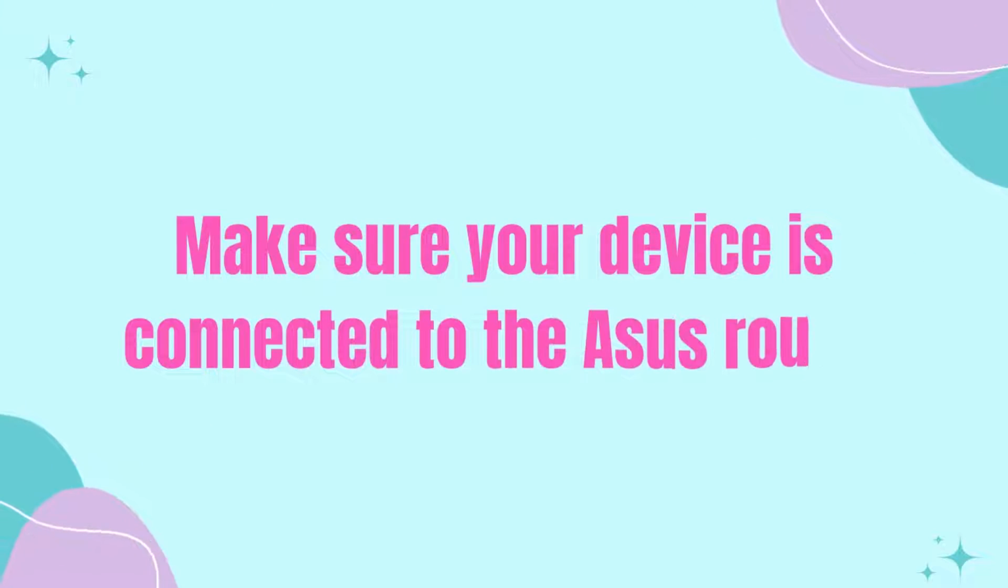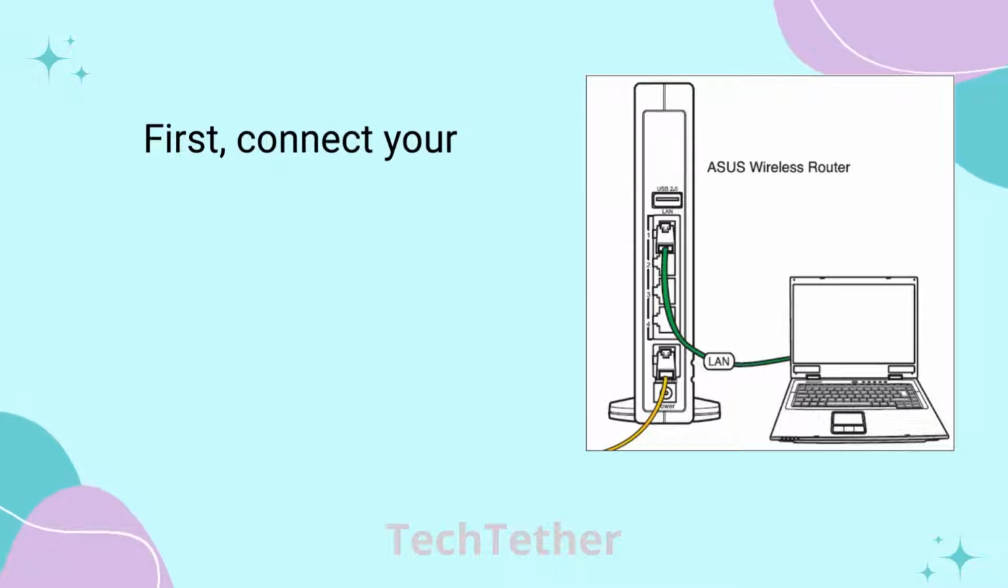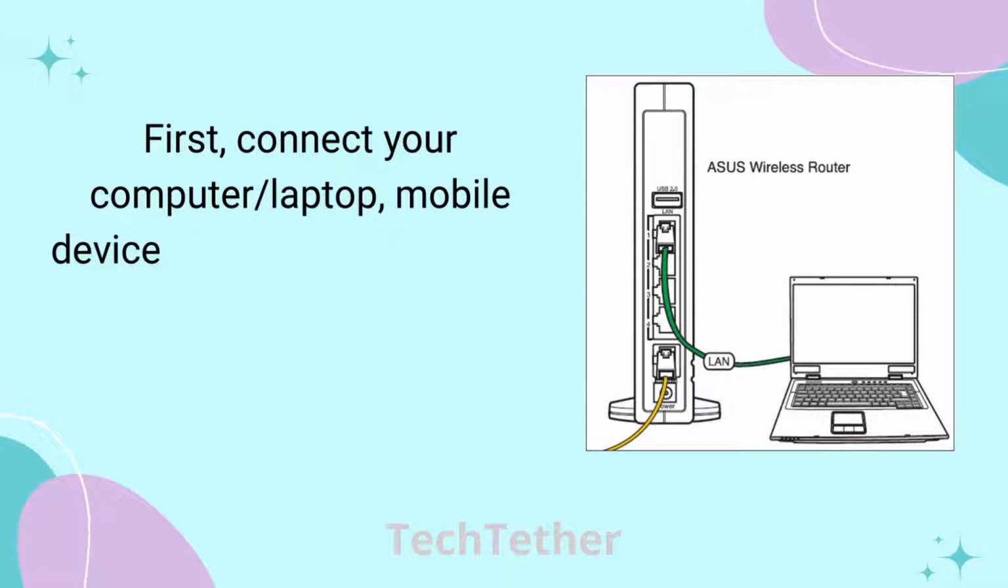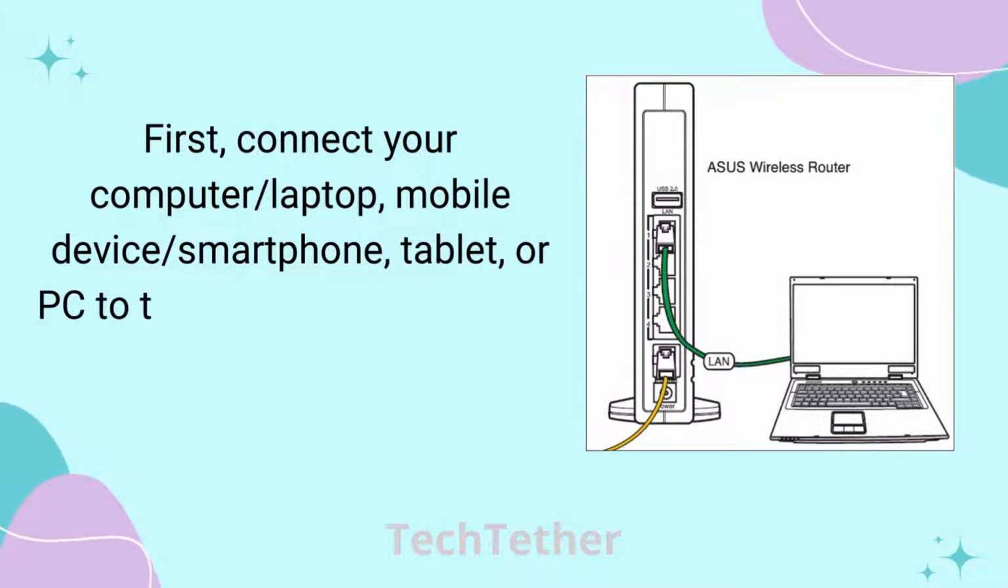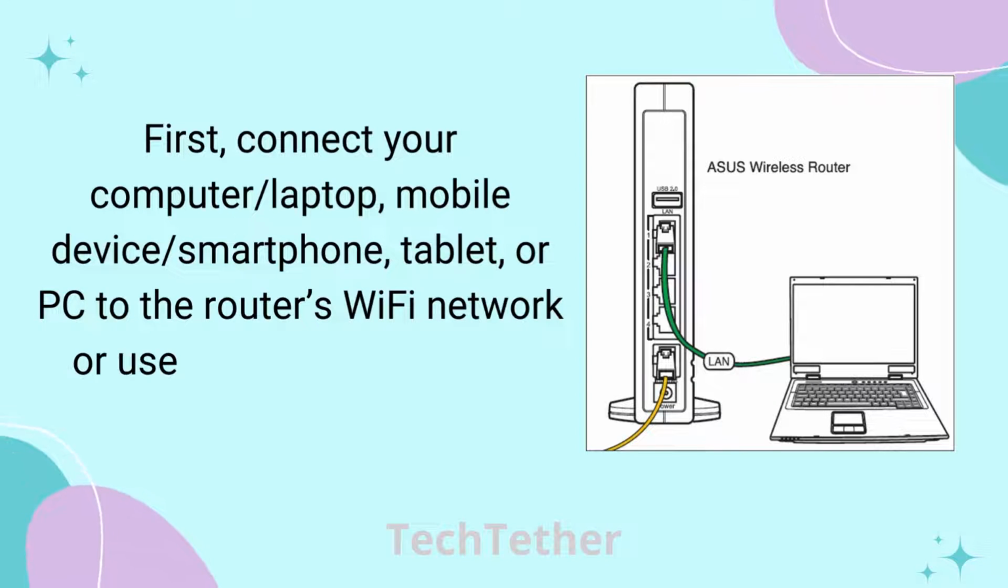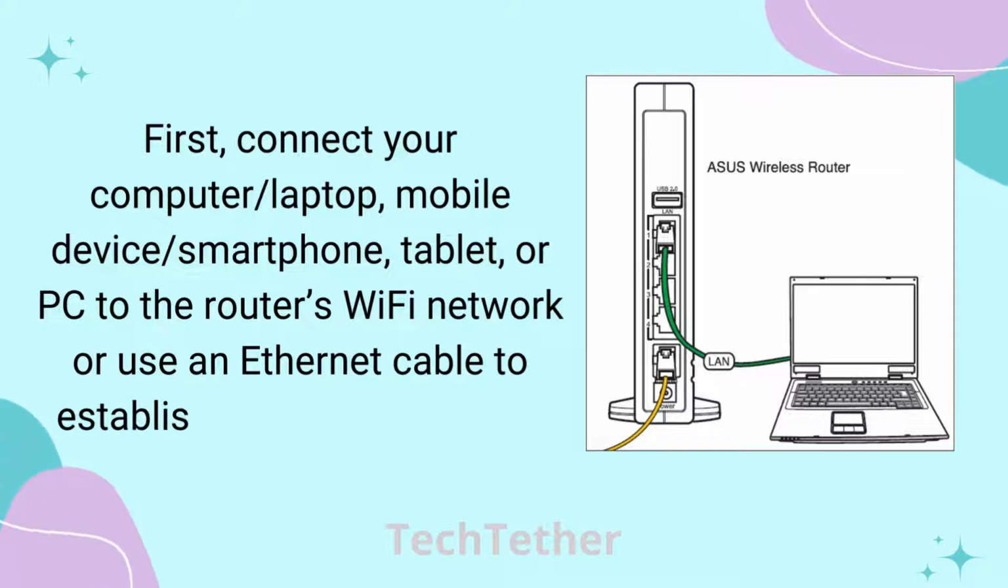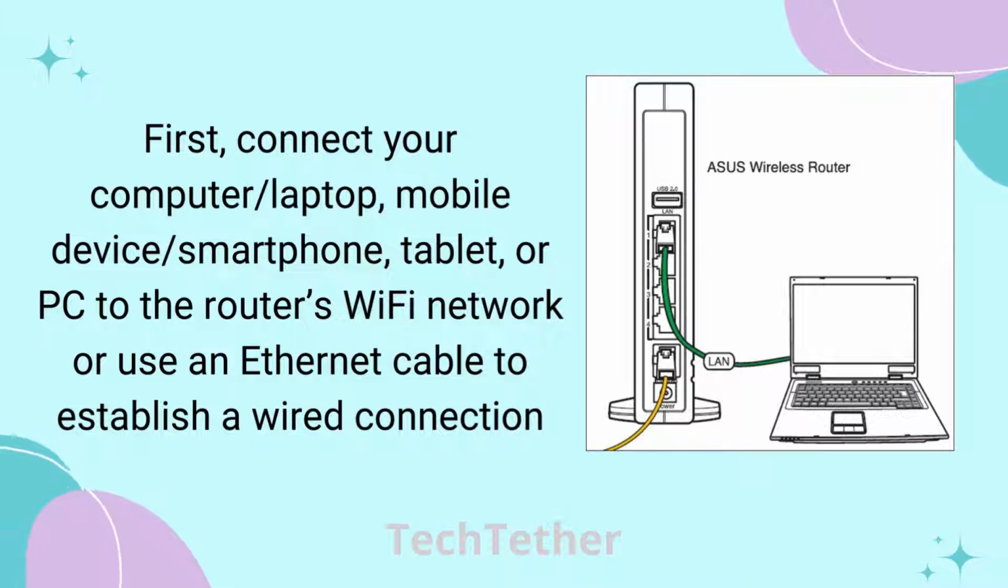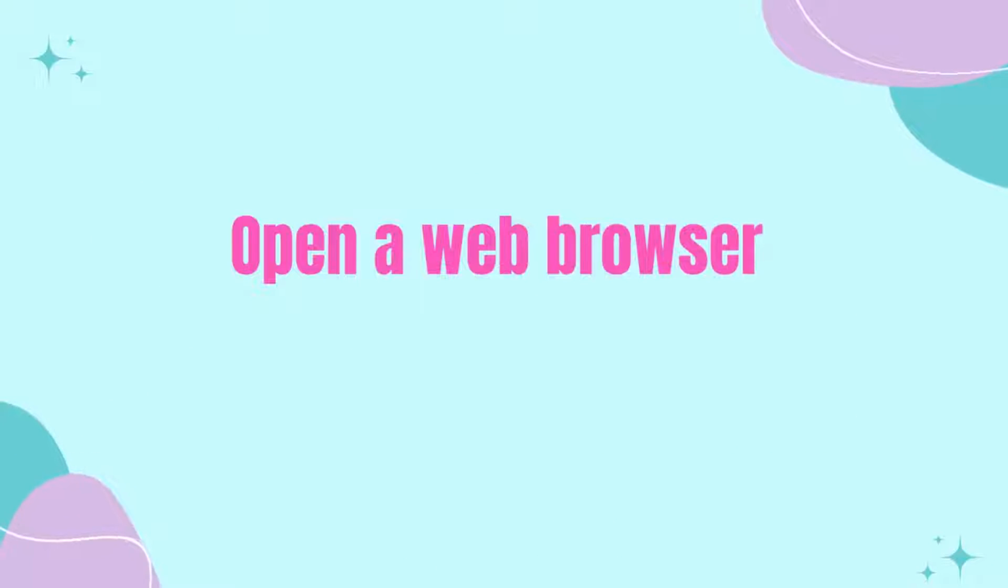Make sure your device is connected to the Asus router. First, connect your computer/laptop, mobile device/smartphone, tablet, or PC to the router's Wi-Fi network or use an Ethernet cable to establish a wired connection.